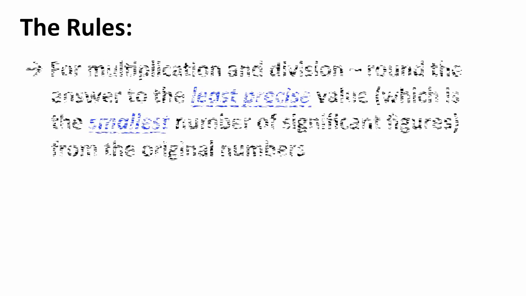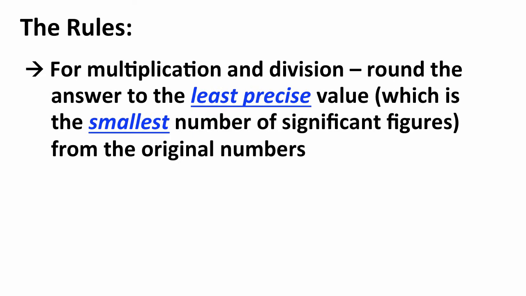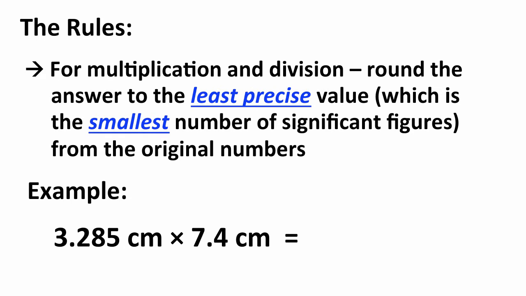Now, how does this actually work? How do we do our rounding off when we're dealing with calculations and different numbers of significant figures in our values? The generalization is, whenever we do a calculation, we always round our answer to the least precise value of all the original numbers used in the calculation. And if we are multiplying or dividing, then the least precise value corresponds to the number that has the smallest number of significant figures. Let's look at an example to illustrate this.